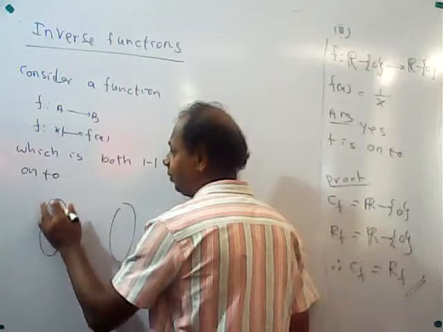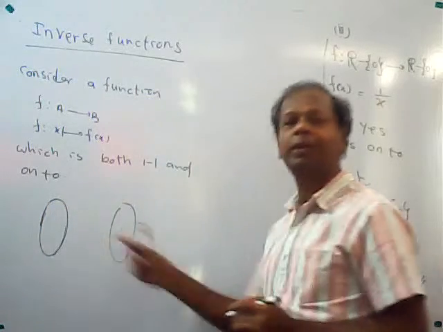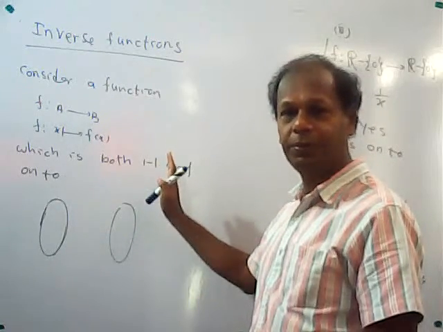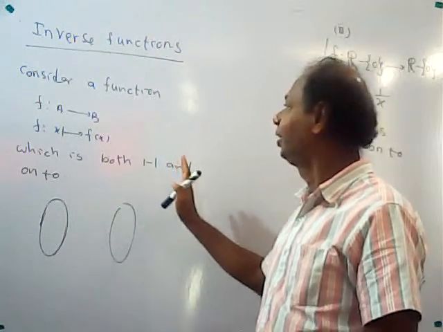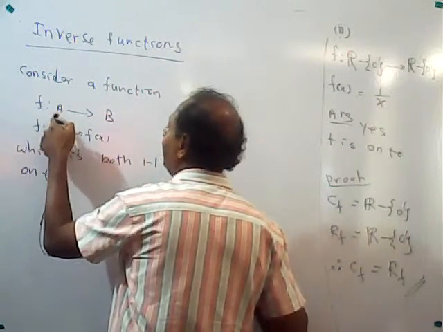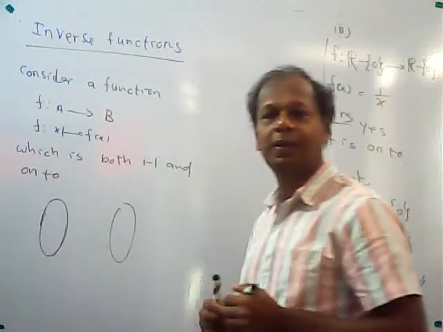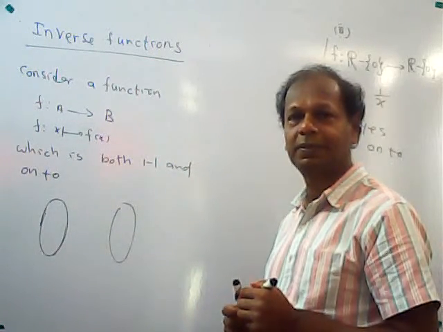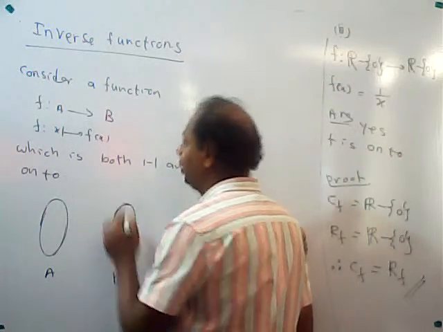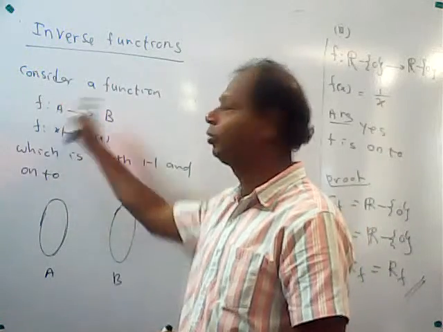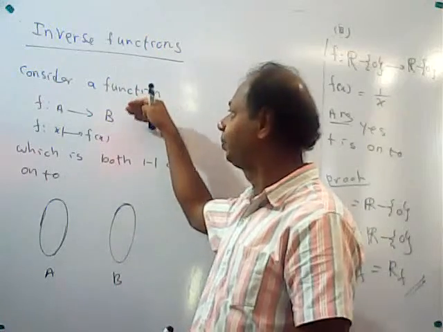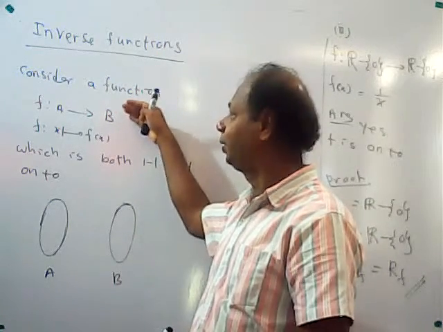Can you get something about the domain and the codomain? If a function is both one-to-one and onto, can you say something about the domain and codomain? If there is a function that goes from A to B, and the function is both one-to-one and onto, any comment on the domain and codomain?